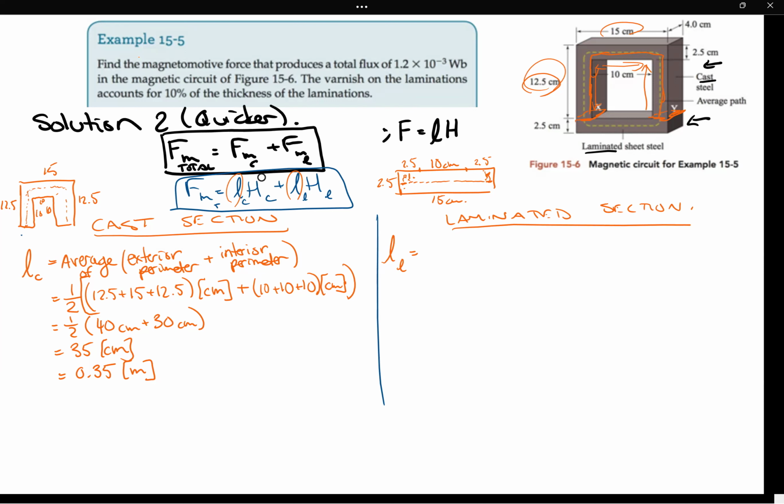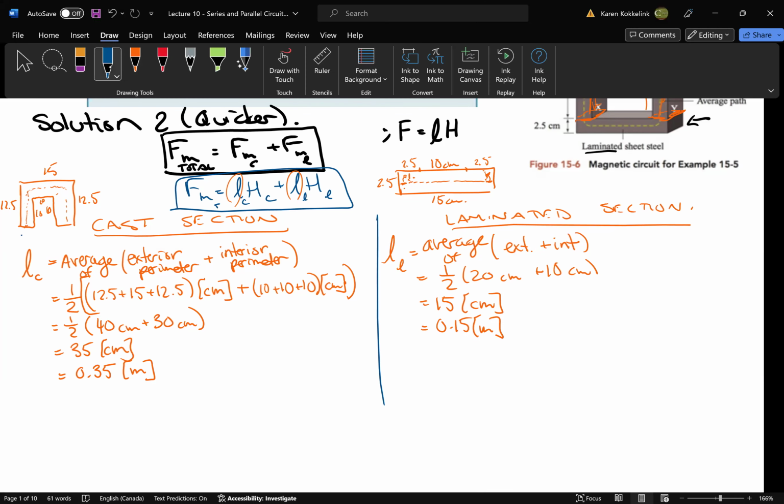But if you want me to do it the way that I did before, I could say average of exterior plus interior. And I could say that's 1/2 of 20 centimeters plus 10 centimeters, and 1/2 of 10, and so that would be my 15 centimeters, which I can just kind of see, or 0.15 meters is better for us. And now we have to find H. So how do we find H? H is a little bit harder to find than our geometry.